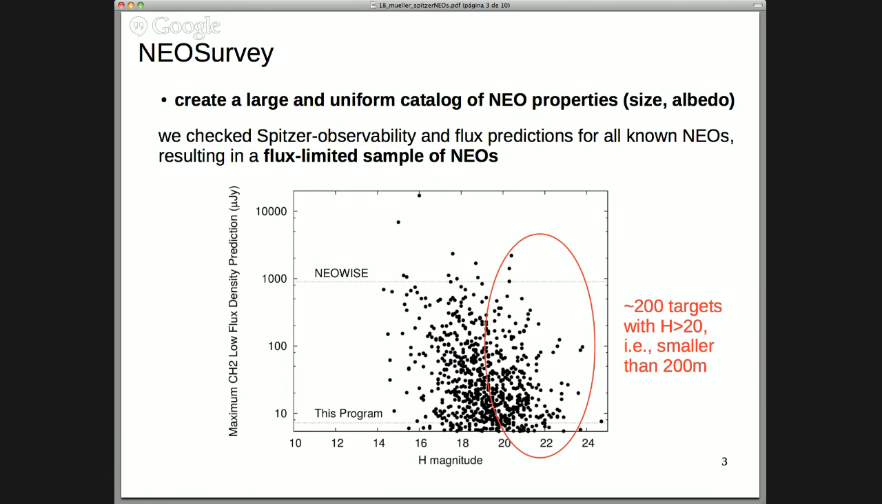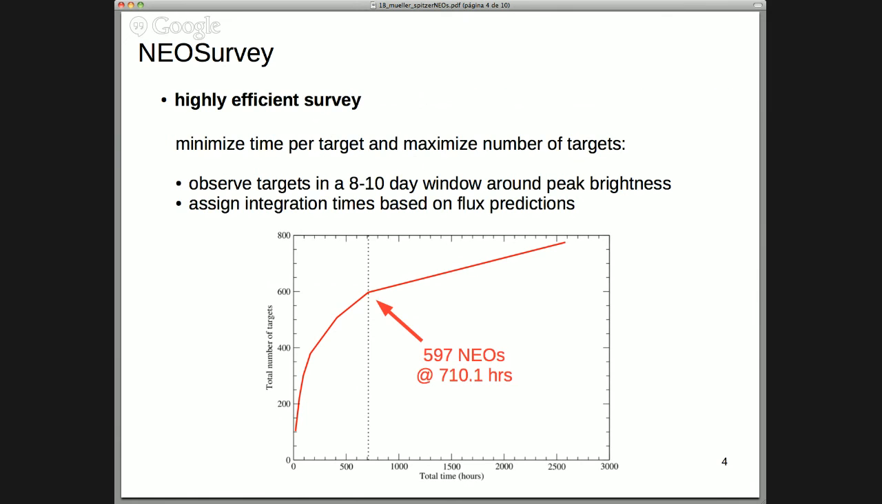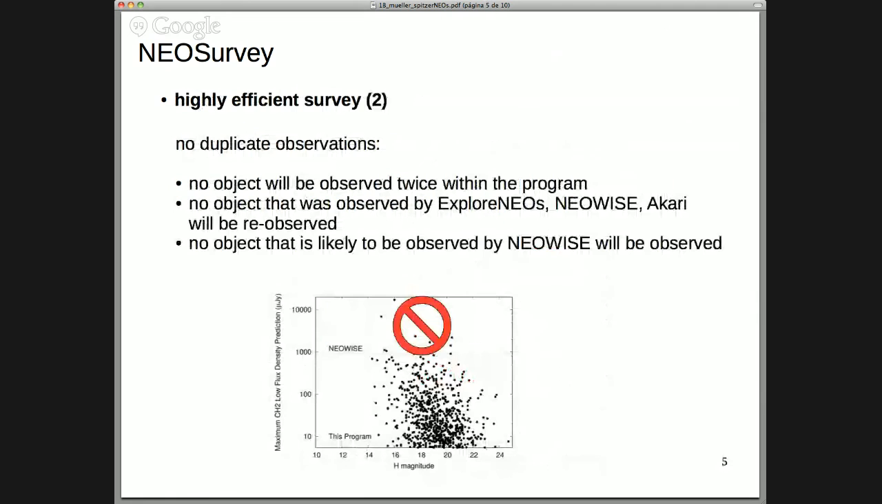We were very careful not to duplicate previous surveys like our own ExploreNEOs, NEOWISE, or Akari. We tried to avoid objects that will be observed by NEOWISE, except we cannot really tell where exactly they will be pointing at any given moment. So there may be the odd accidental overlap. If it's just a small number of targets, we thought that's actually a good thing rather than a bad thing, because it gives us comparisons. We didn't want to waste time, essentially.